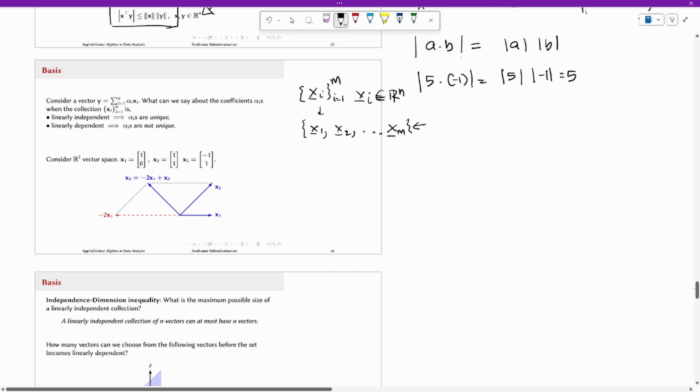Now I can take the linear combination of this. When I say I am taking the linear combination, I multiply each of these by some scalar and I add all of them together. Let's say I produce a vector y like that. I've generated a new vector, which is simply the linear combination of the set of vectors xi.